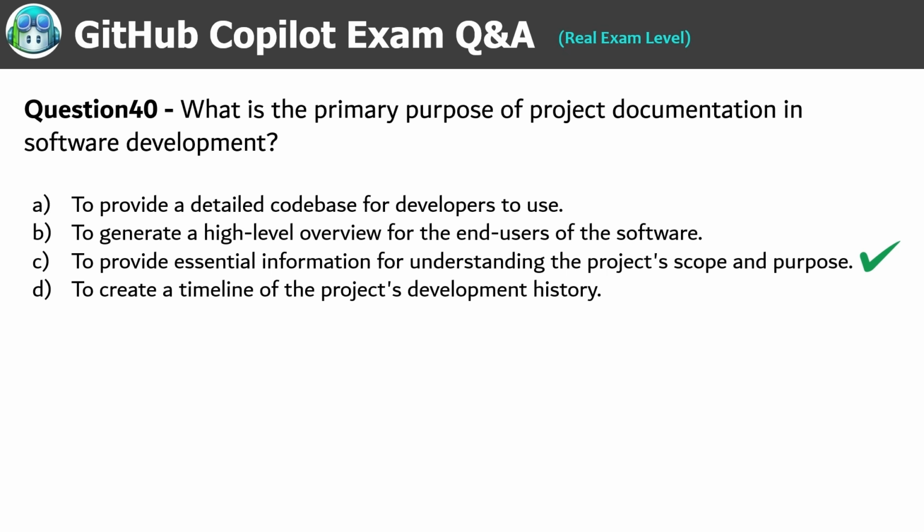If you're creating documentation for any project, what you can get from there, right? These are the essential information you'll get to understand that project, like what the purpose of the project is, what the scope is, and what things are included in that project. So the answer is C, and this is also an important question.